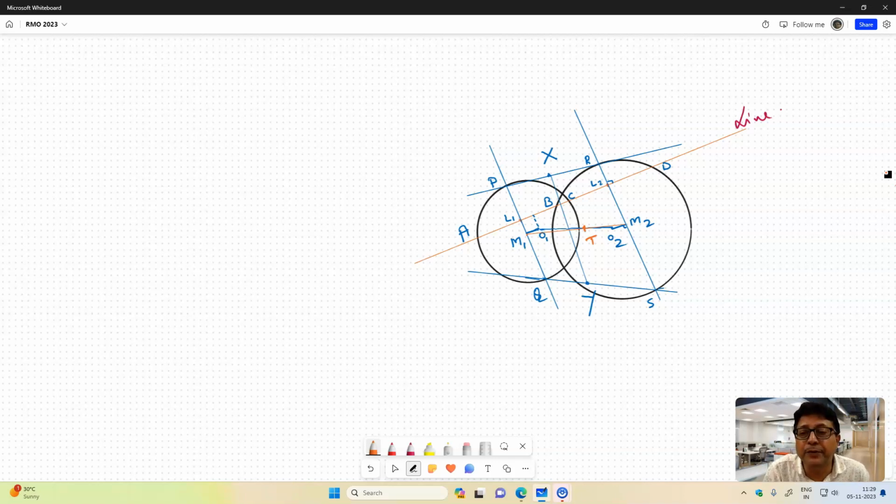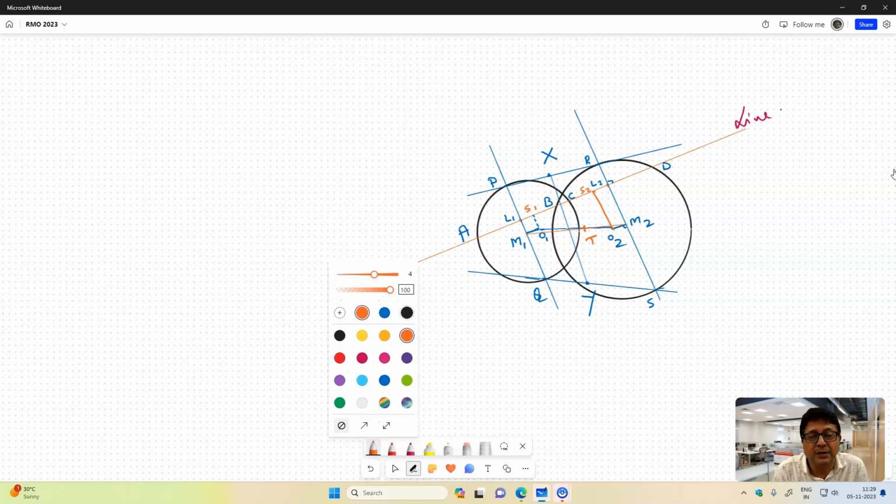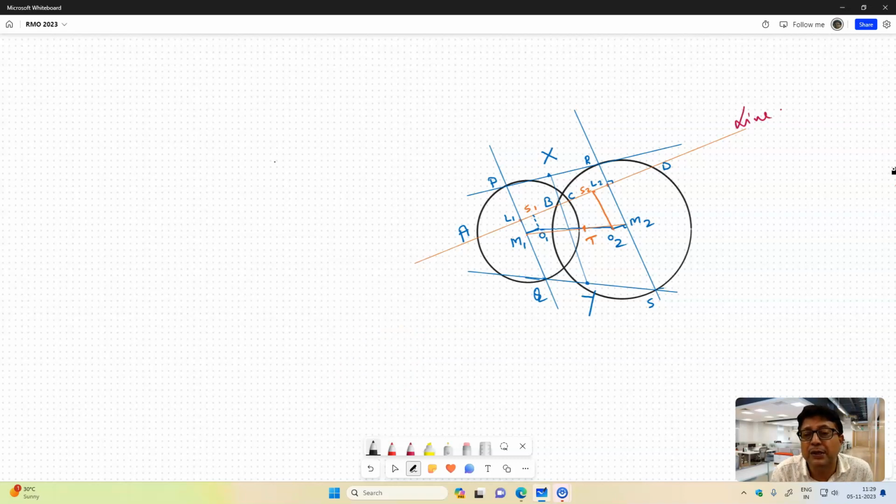So first, you will draw perpendiculars from O2 and O1 to this line ABCD. Let the feet be S1 and S2. Now we can easily prove that O1M1 and O2M2, these two lines, are parallel, and parallel to this line as well. How? Because O1M1 and O2M2 make 90 degrees, as you have drawn perpendiculars. So O1M1 and S1L1 are parallel. Similarly, O2M2 and S2L2 are parallel. So this whole line is parallel to O1M1 and O2M2. Isn't it?